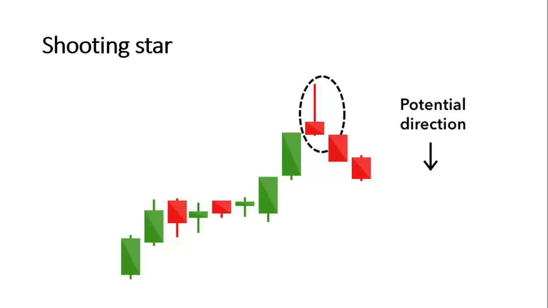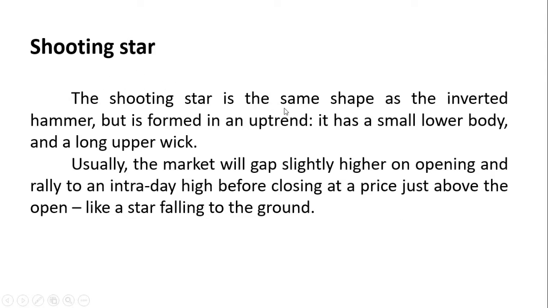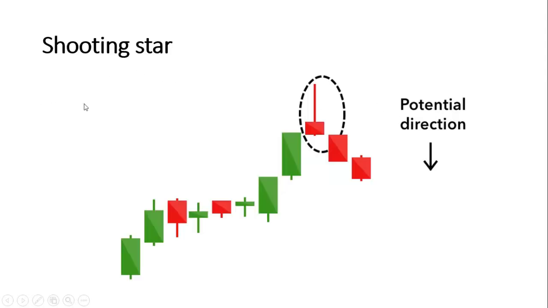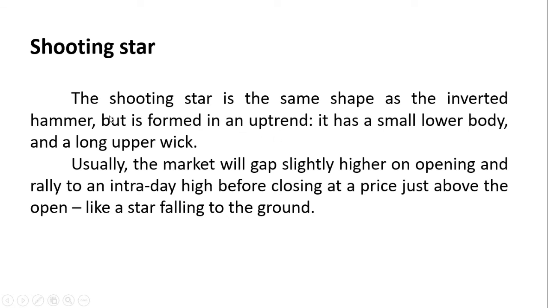Next, the shooting star. As you can see, this is also an uptrend graph in which you can find this kind of pattern. The shooting star is the same shape as the inverted hammer. You can see this is in the form of an inverted hammer with a long wick and a short body, but it is formed in an uptrend. As I said, it has a small lower body and a long upper wick. Usually the market will gap slightly higher on opening and rally to an intraday high before closing at a price just above the open, like a falling star to the ground.